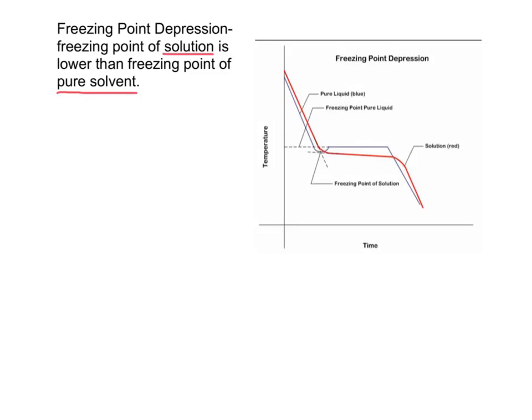The problem with salt on the roads, of course, is that it attacks your car, and it's not too good for your car. So a lot of times they'll just use sand instead, which is not a colligative property. That's just about the friction that it adds. So this is a graph just kind of showing you.